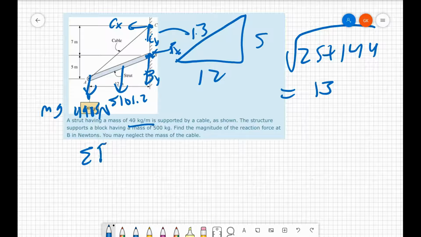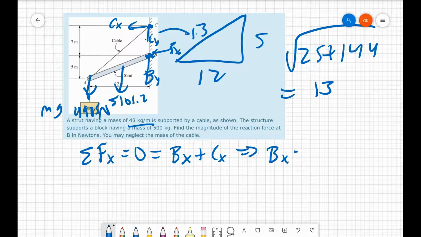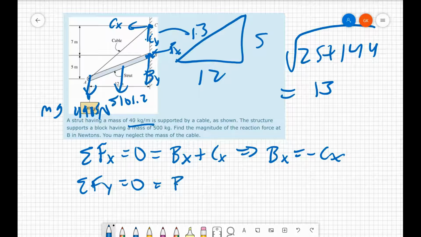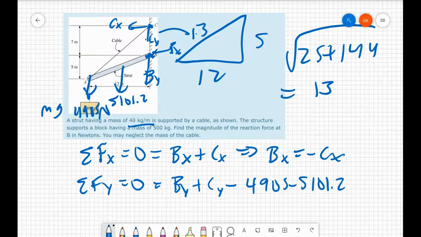So, the sum of the forces in the x is equal to 0. I only have two forces in the x. That would be Bx plus Cx, which means that Bx is equal to negative Cx. Okay. That makes sense. I got no other forces in the x direction. Now, forces in the y direction. So the sum of the forces in the y is equal to 0, is equal to By plus Cy, both pushing up, minus 4905 minus 5101.2. You know what? Just for the sake of my sanity, we're going to make that 5101.